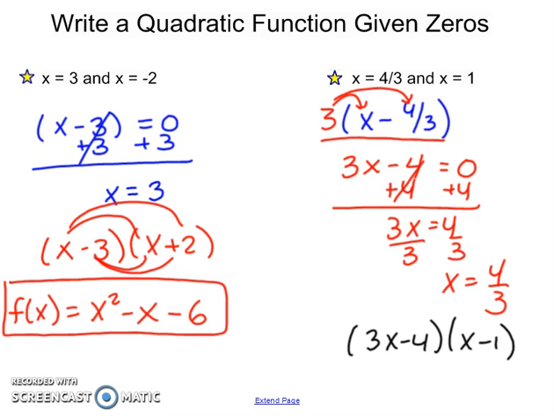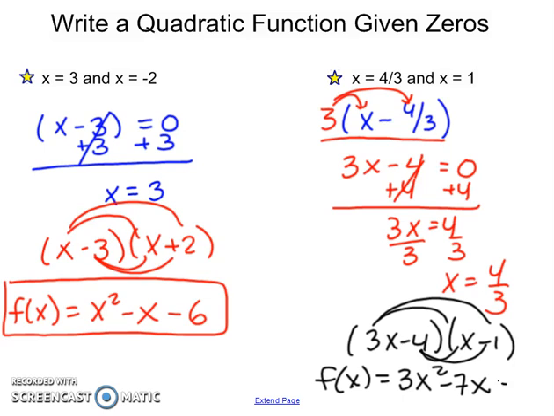Same thing on the other side, we're going to FOIL this. So f of x equals 3x squared minus 3x minus 4x, so minus 7x plus 4. Okay, and there's our quadratic function.